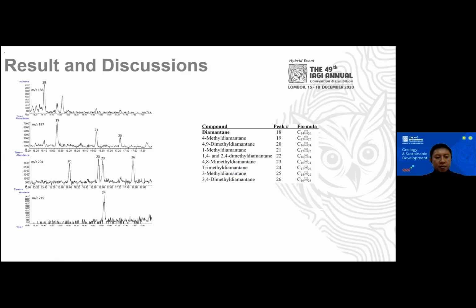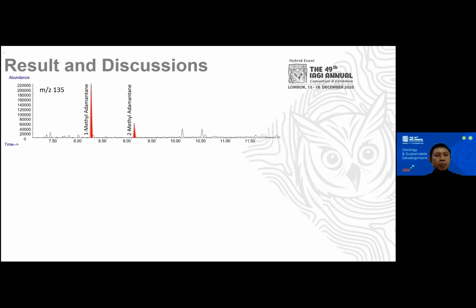Using the ratio of adamantane, diamantane, and their methyl and ethyl group, we can interpret the level of maturity, level of biodegradation, source input, and depositional environment of oil. To interpret the level of maturation, the methyl adamantane index is used, by the ratio of the area of 1-methyl adamantane to 1-methyl adamantane plus 2-methyl adamantane obtained from m/z 135.